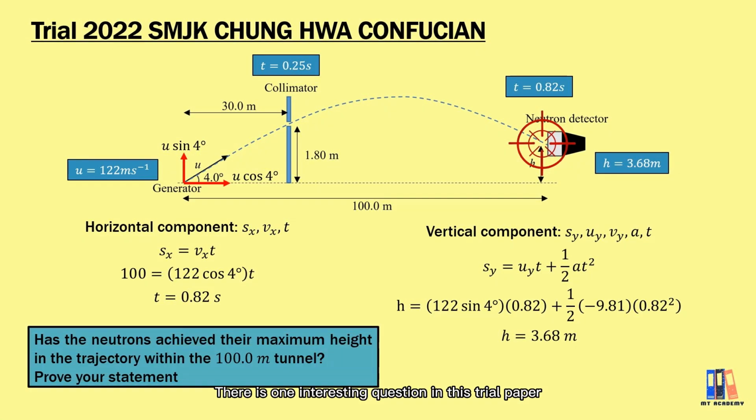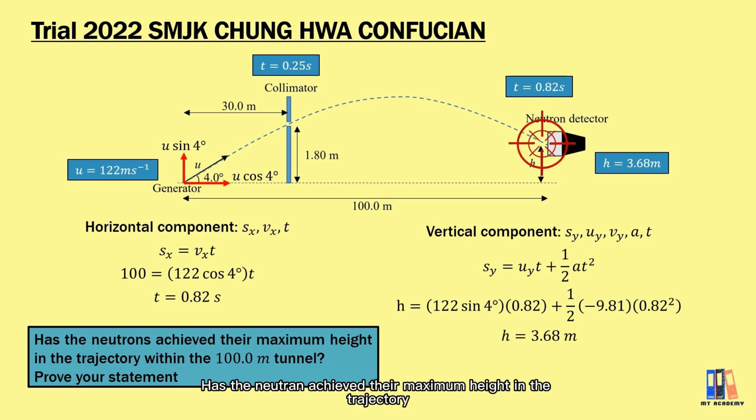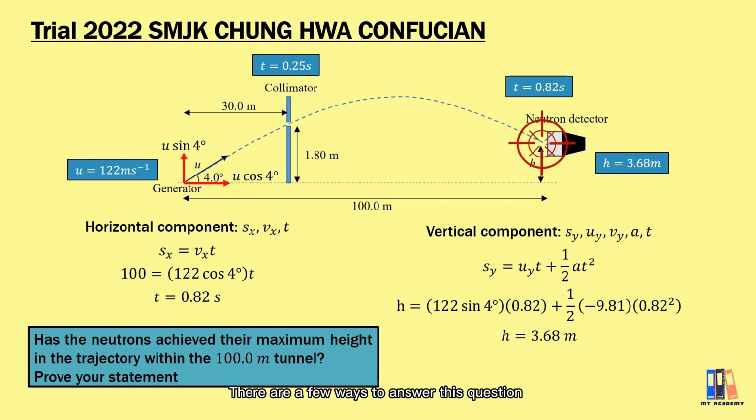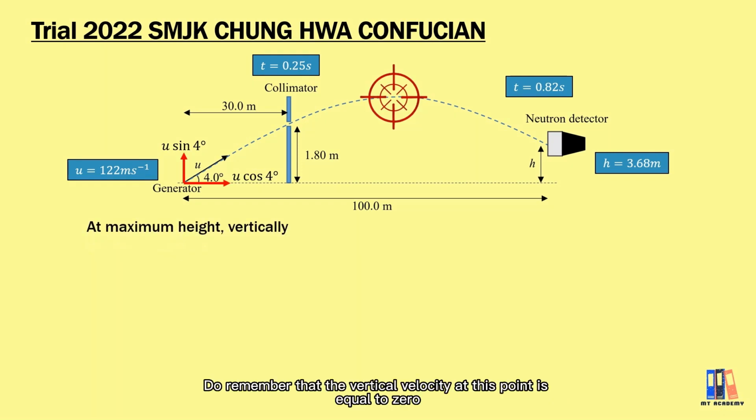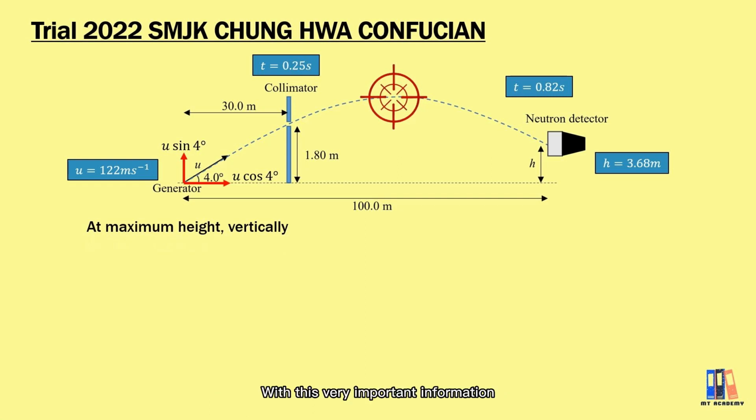So there is one interesting question in this trial paper. Has the neutron achieved its maximum height in the trajectory within the 100-meter tunnel? And prove your statement. So there are a few ways to answer this question. Now let's review again about the maximum height. Do remember that the vertical velocity at this point is equal to 0. With this very important information, we can find out something more about this.